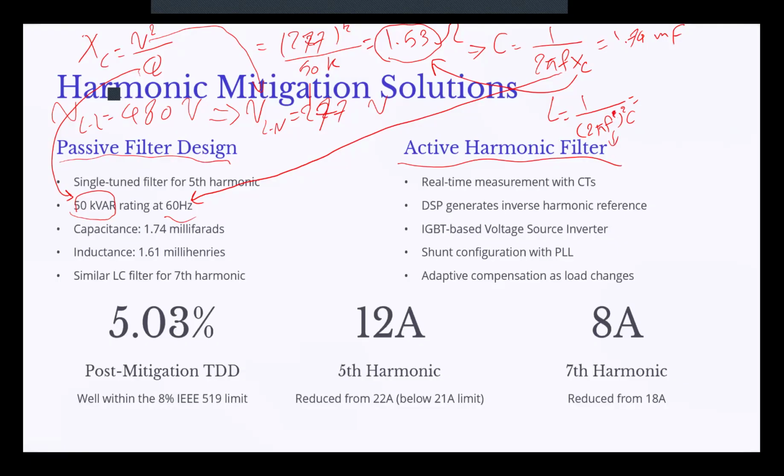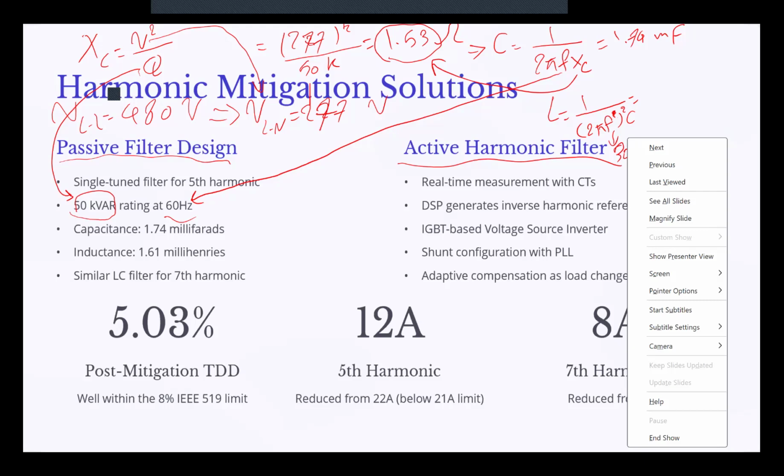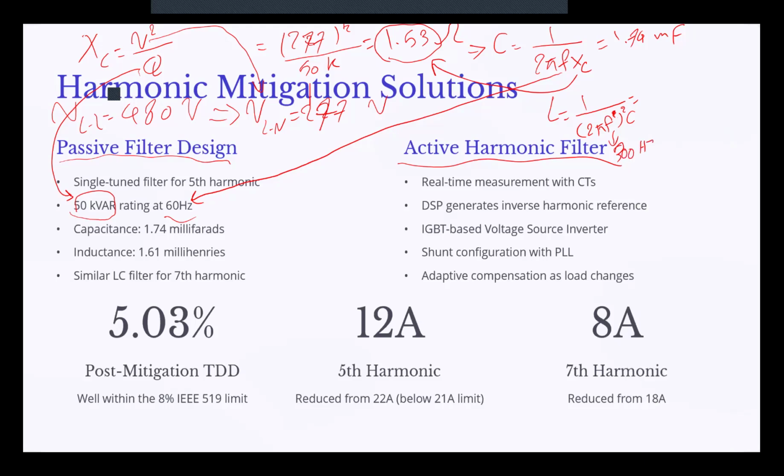This f is for the fifth harmonic, so it's 300 hertz. We have the C here, so the L becomes 1.61 milli. Now we have our capacitance and our L. Similarly, we could use this to address also the 7th harmonic and 11th harmonic if we wanted to address those.